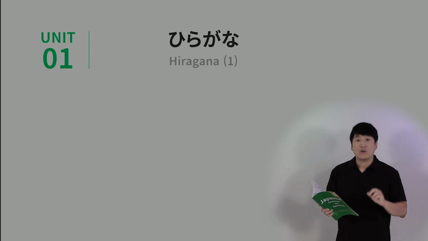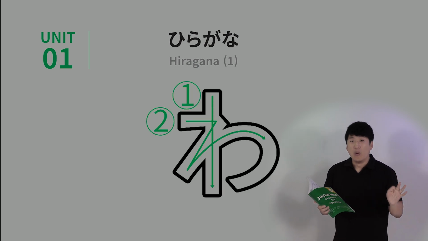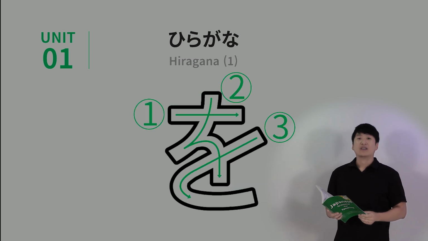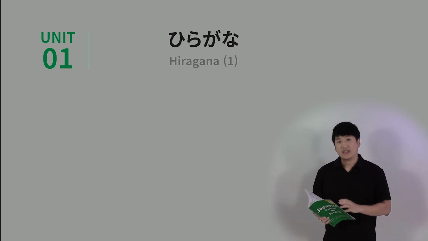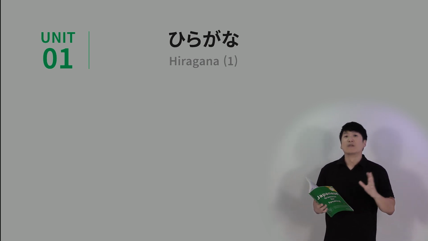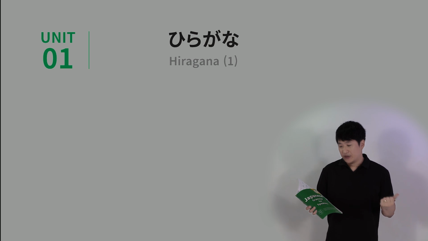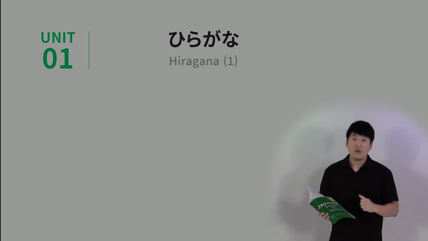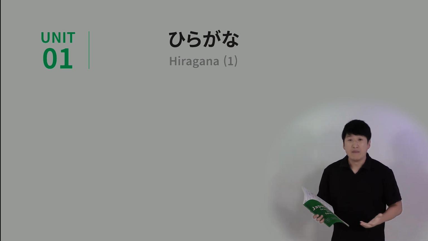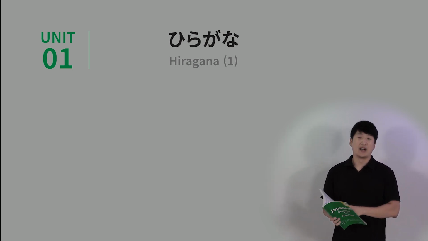All right, here you go. Wa, o, and the last one, n. All right, this is how you read hiragana. So I would say for this, just memorize them. There's no other way. So please memorize this as soon as possible.